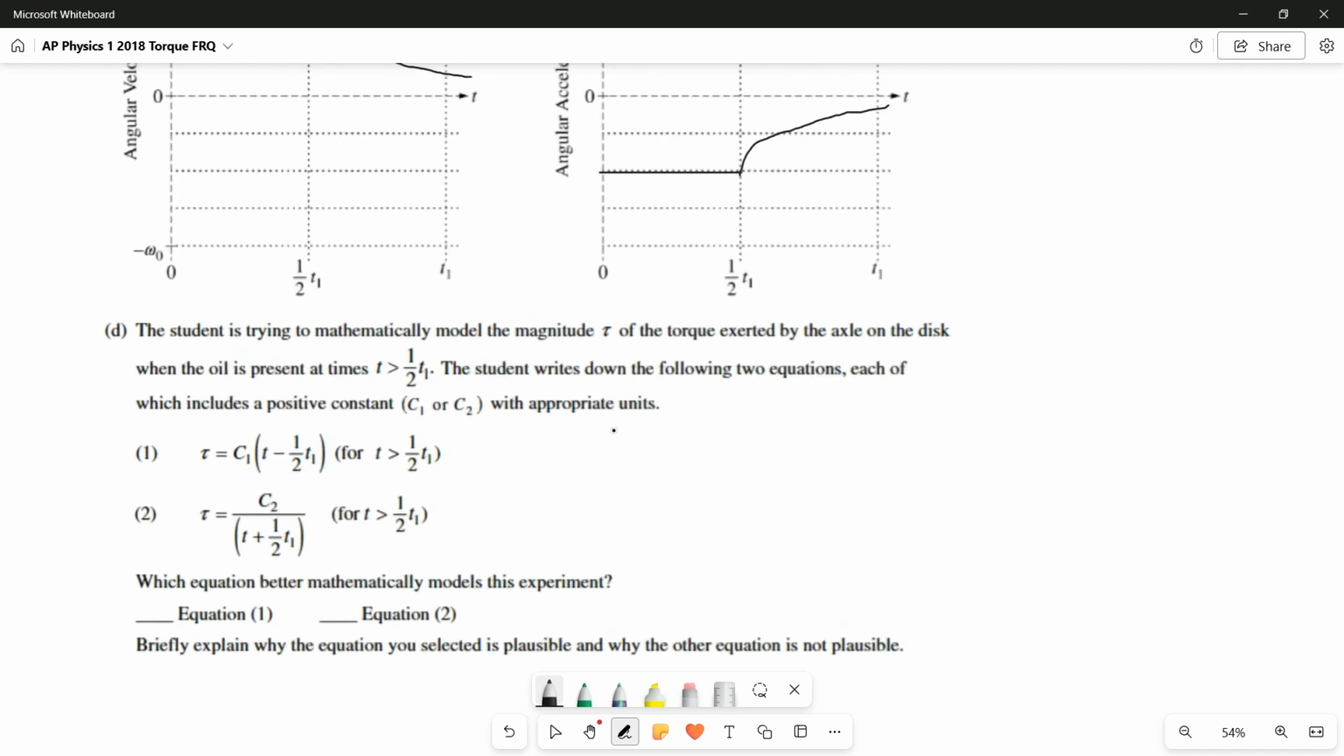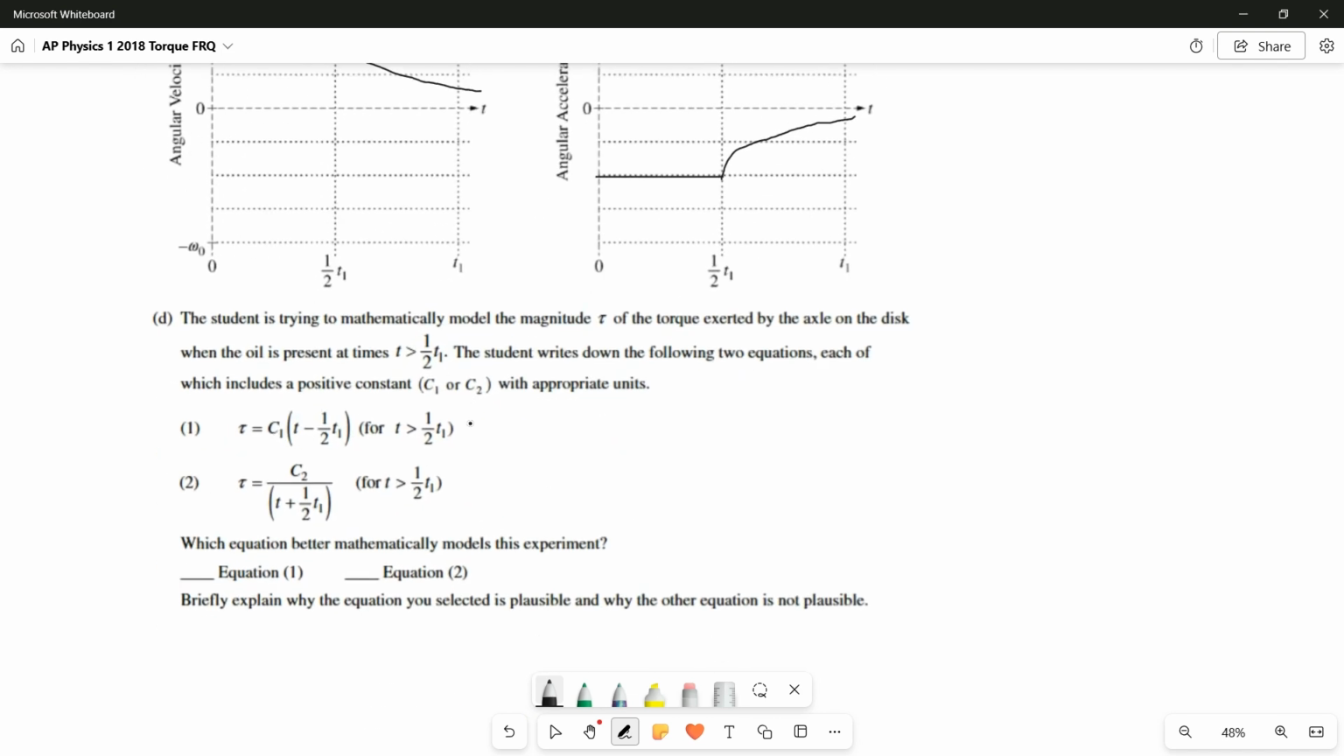In part D, we're asked to interpret if these two equations make sense or not. So we're given two equations, and we really have to see which equation better mathematically models this experiment. So first of all, whenever you meet these types of questions, you should think, well, what happens when a certain value approaches infinity or 0? That's probably an approach that we should take in this problem. So let's look at equation 1 over here.